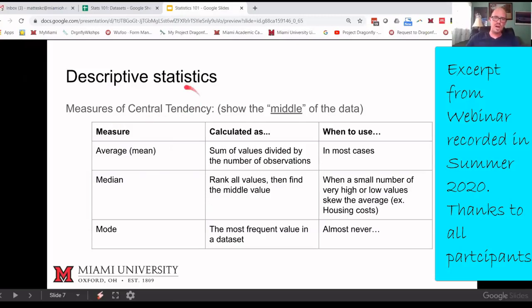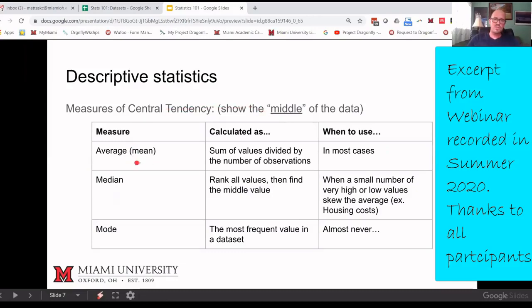So now I just want to talk about descriptive stats. And really there's two types: the measures of central tendency, which are going to show the middle of the data, and then there's also measures of dispersion, which I'm going to go into in just a moment.